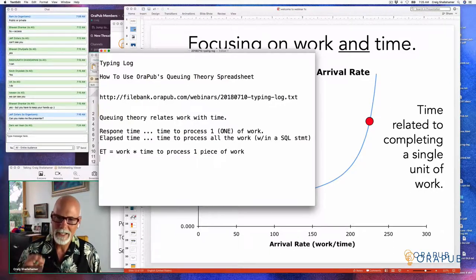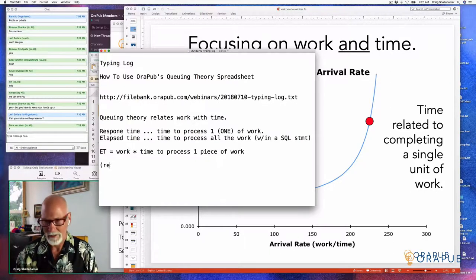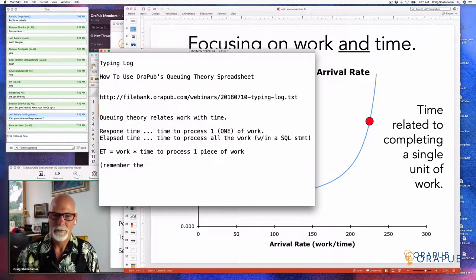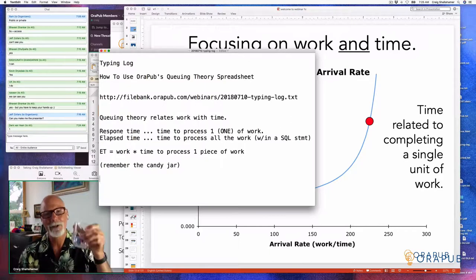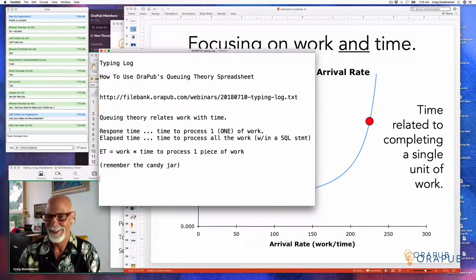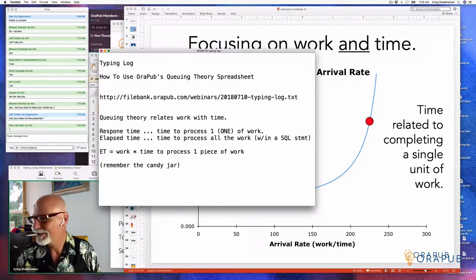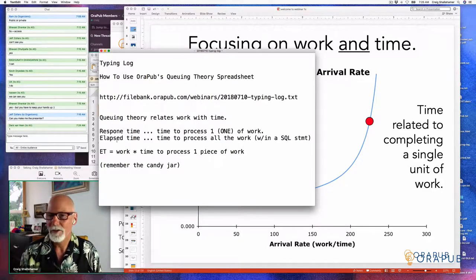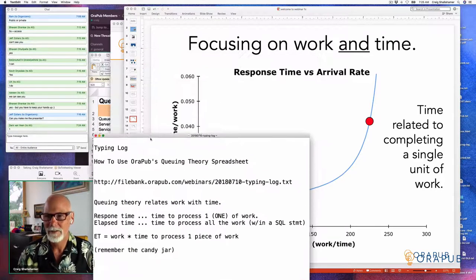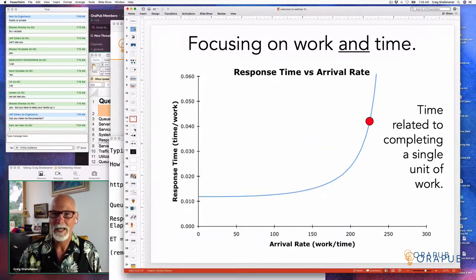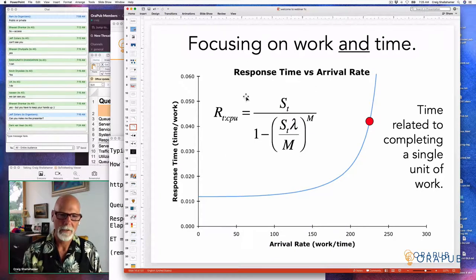If you remember the candy jar, whatever. If you get this, you get it. I know it sounds silly, but it's really true. Okay, so now we need to dig into, oh, by the way, let me show you a little bit. Here's the math right here.